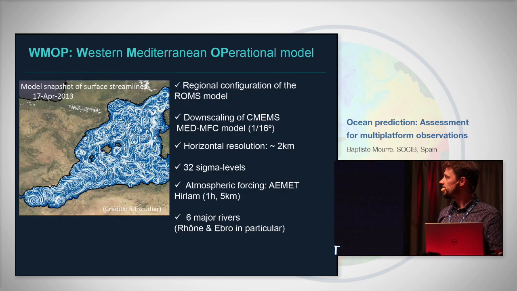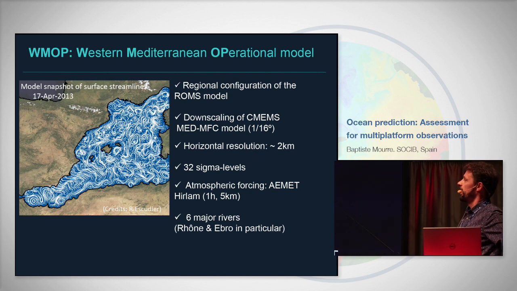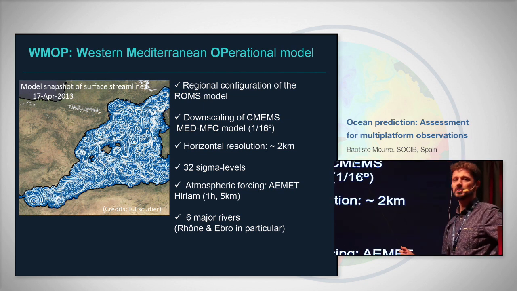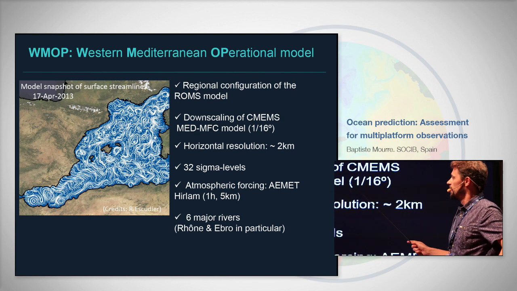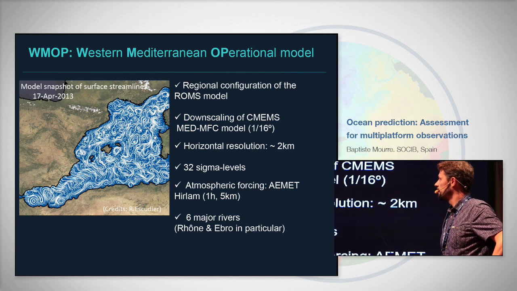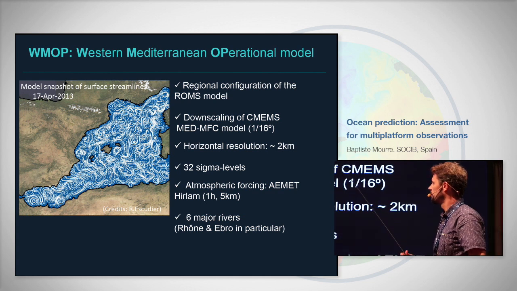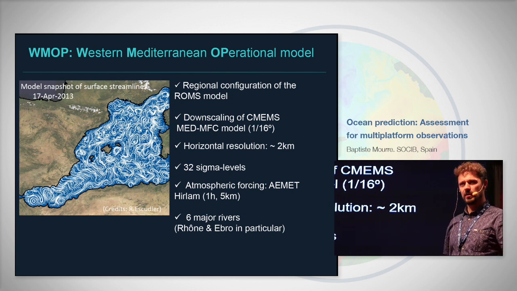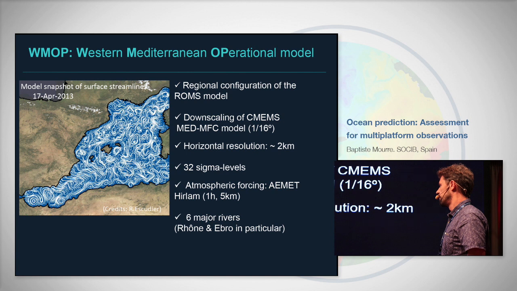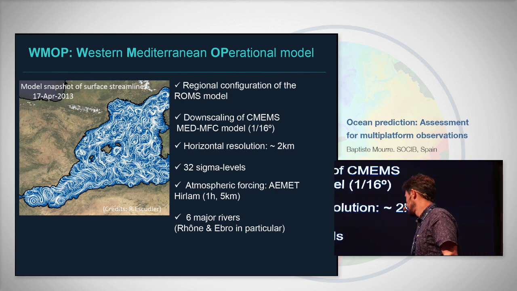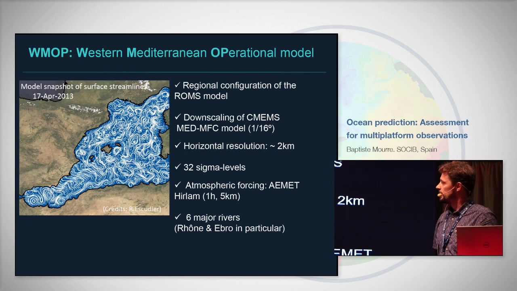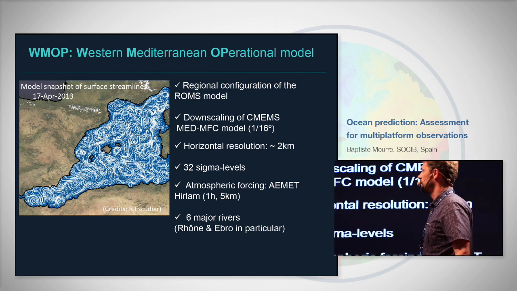From the modeling part, we mainly have the ocean circulation model, which is called the Western Mediterranean operational model. It's a regional configuration of the ROMS model. It has a horizontal resolution of 2 kilometers, and it's a downscaling of the CMEMS larger-scale Mediterranean model. We have 32 sigma levels, and we use high resolution atmospheric forcing from the Spanish Meteorological Agency with 1 hour and 5 kilometer resolution. You will also have rivers in this configuration. So just to show you a streamline animation that was made by Romain Escudier last year.